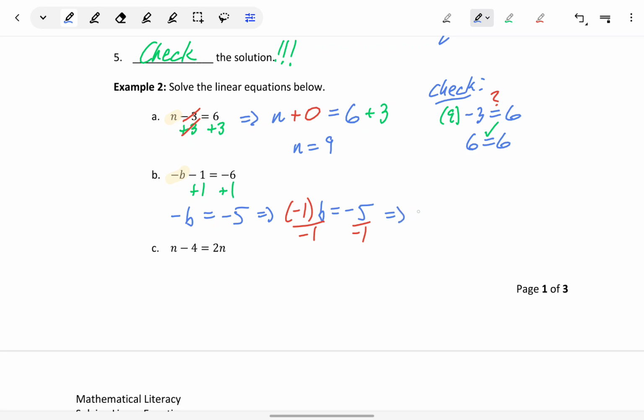Negative 1 divided by negative 1 will become positive. So we'll end up with b is equal to negative 5 divided by negative 1, which will also become a positive 5. And then we can check that result by evaluating negative 5 minus 1 is equal to negative 6, which again is a question until we know for sure whether those two sides are equal. Negative 5 minus 1 will give us negative 6, which is in fact equal to negative 6, so our solution checks out, and we know we found the right answer.